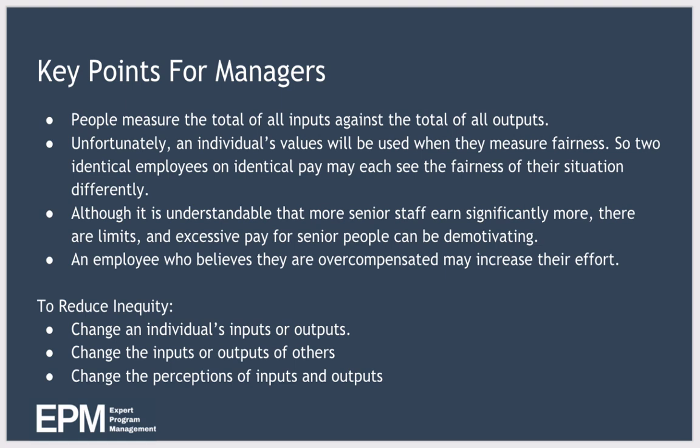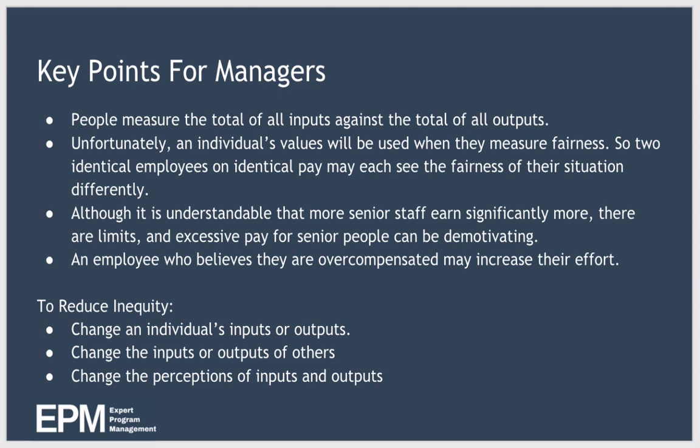So if you're managing a team, then the key points you will need to keep in mind are: people measure the total of all inputs against the total of all outputs. So for example, that could mean that a person with children may accept flexible working hours in return for lower pay. Now, unfortunately, an individual's values will be used when they measure fairness. So two identical employees on paper may see the fairness of their situation very differently.